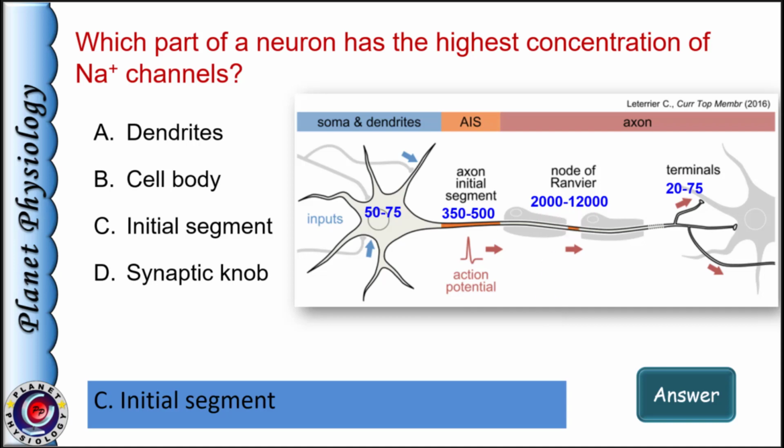Now, since nodes of Ranvier is not mentioned in the options, the correct answer over here is initial segment, which is located just next to the axon hillock, as you can note in this picture. This region is the site for generation of action potential in case of motor neurons, while in case of sensory neurons, action potential is generated at the first node of Ranvier. Please remember this fact also, because an MCQ can be asked on this particular information as well.